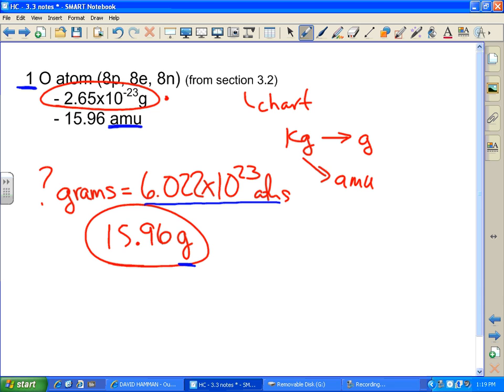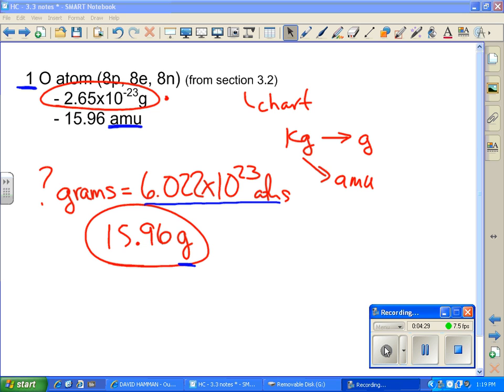Let me give you a comparison. Let's say the distance between our classroom and Brunswick, Ohio is 12. Then I tell you the distance from the smart board to the door is 12. How can they be the same number? Well, I didn't give you one piece of information. The units. 12 what? So yes, they could be the same number.